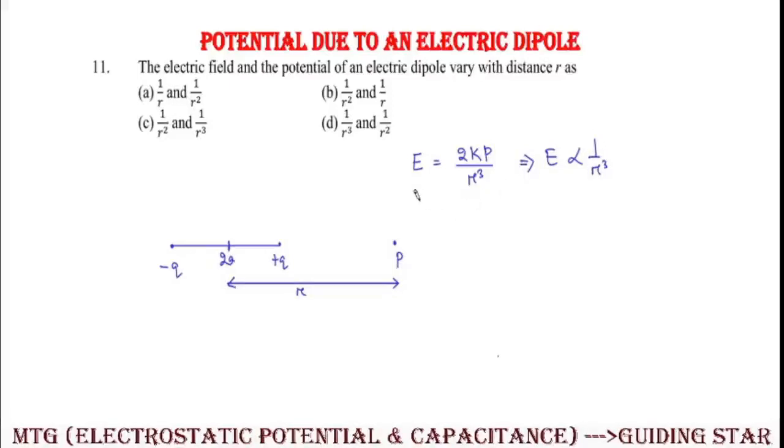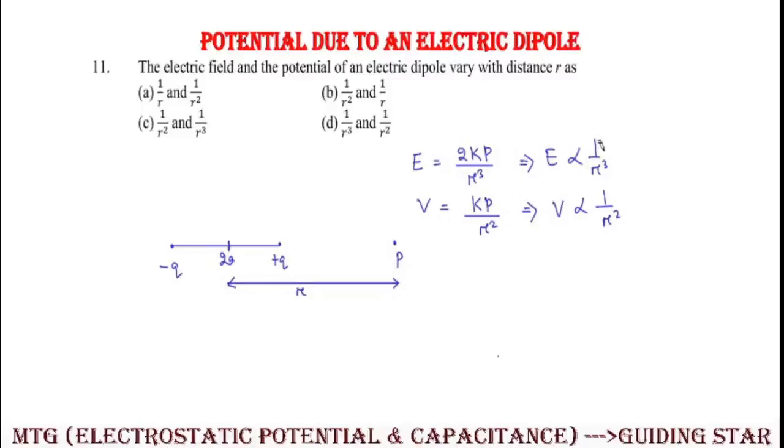Similarly, the potential at point P. Here we are calculating the electric field and potential at the axial point. Clear? So the potential will be simply Kp by r square. So in this particular case, potential is inversely proportional to the square of distance. So potential is Kp by r square, and electric field is 2Kp by r cube.